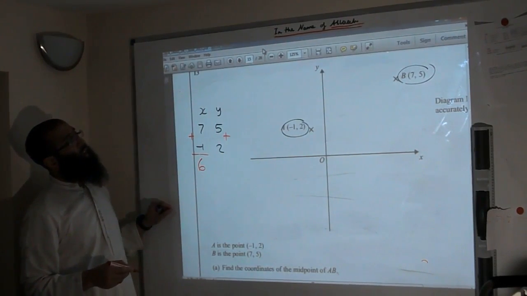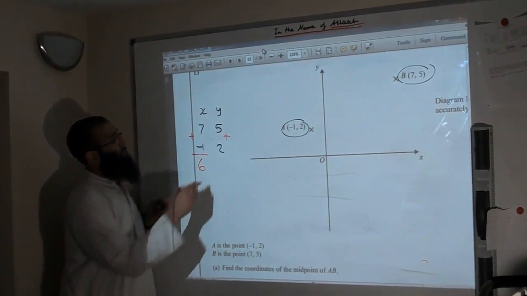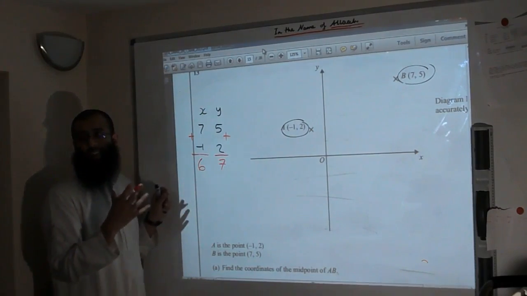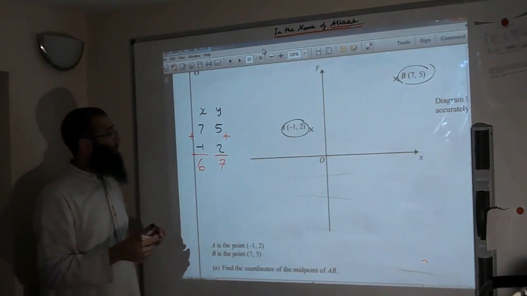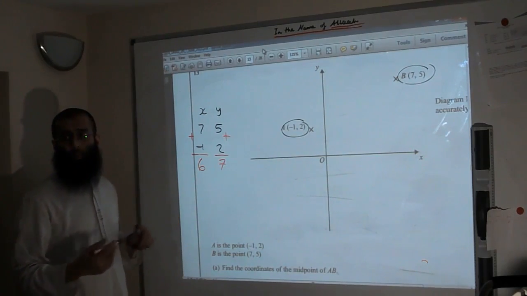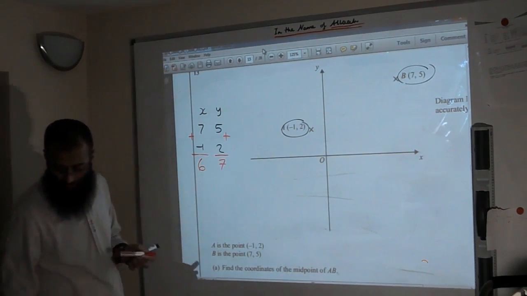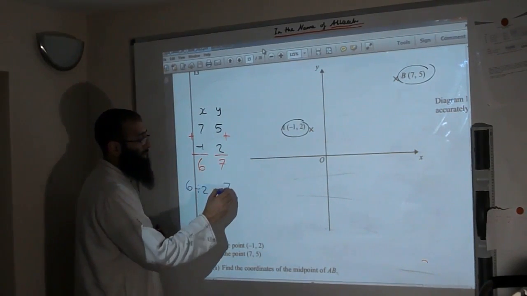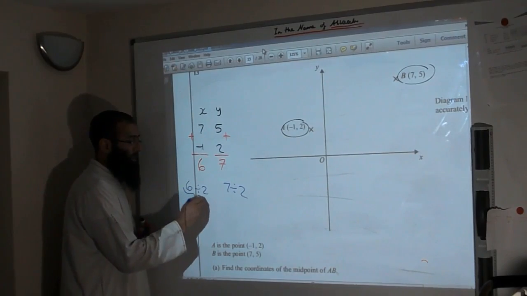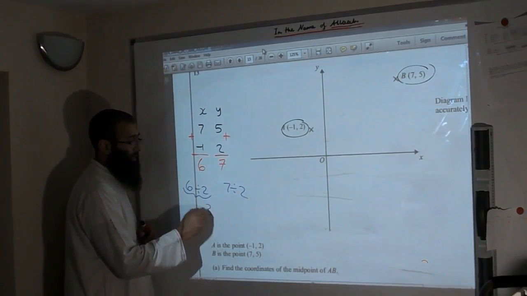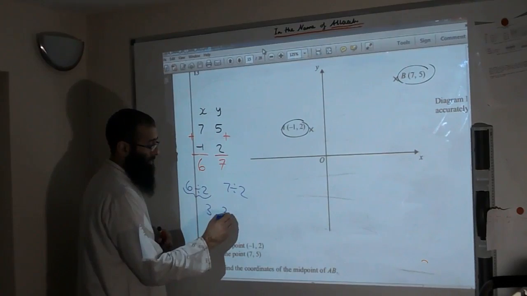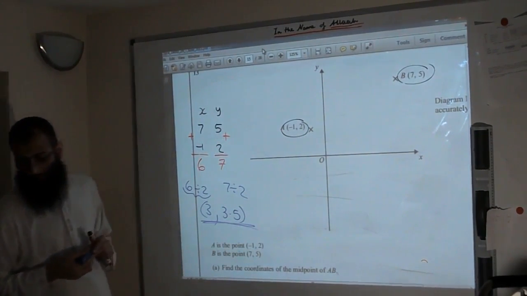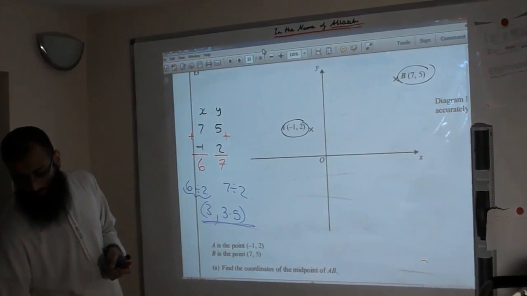And then 5 add 2 is 7. So we've added the x coordinates up and the y coordinates up, and that's given us 6 and 7 as totals. Now we need to halve them. So 6 divided by 2, and then 7 divided by 2. 6 divided by 2 will give us 3 for the x, and 3.5 for the y. So that's your midpoint.